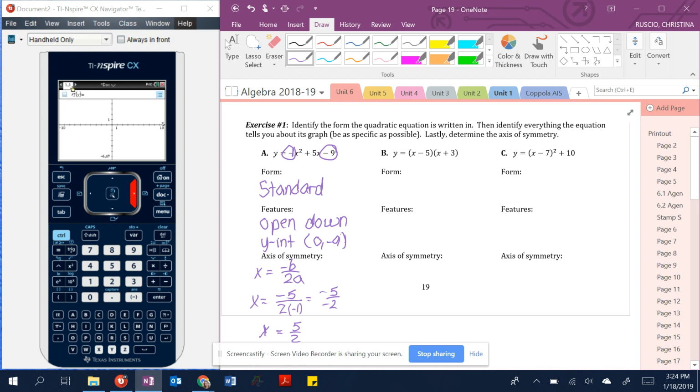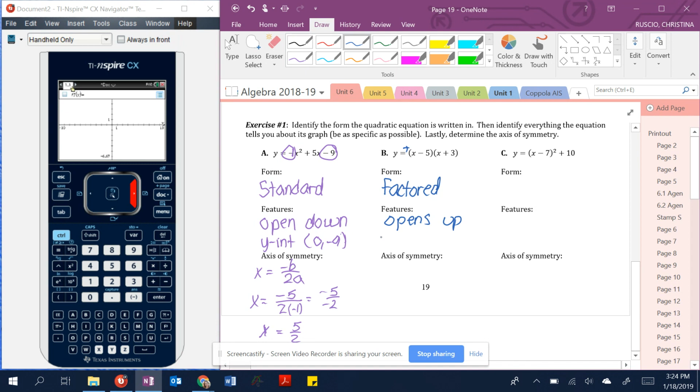All right, B, what form is this? Well, it's definitely not standard form. If you guessed factored form, you are correct. All right, and we know the factored form, I think you remember this from the polynomial unit. It tells us whether or not it opens upward or downward. That number there is positive. So we're going to say it opens up. You could also say concave up or concave down. That's a really fancy word. But it also tells us the zeros.